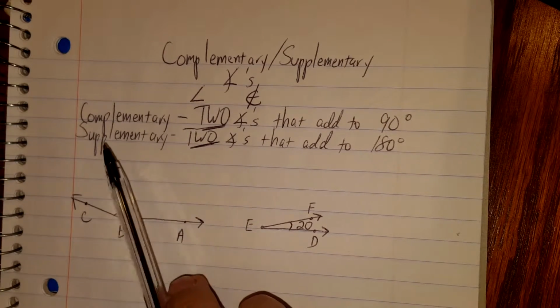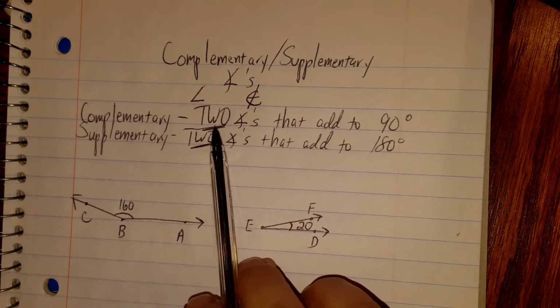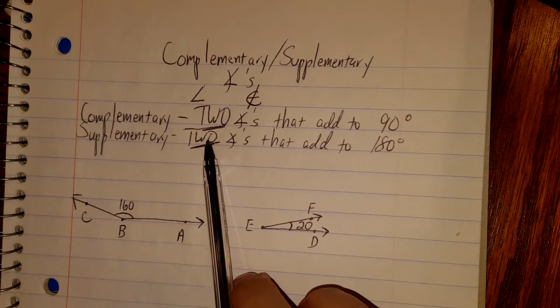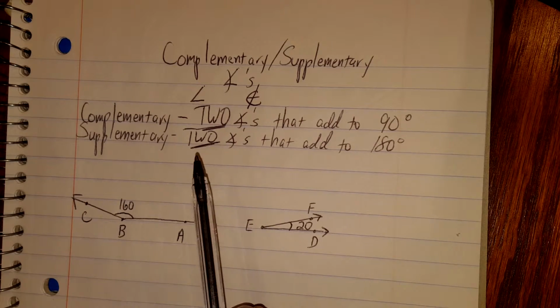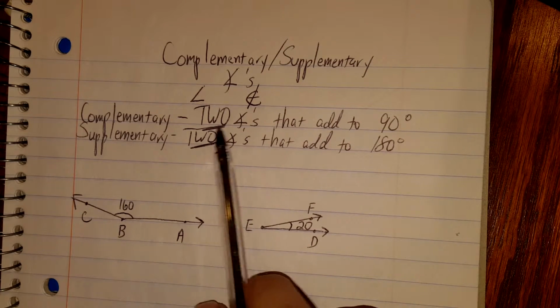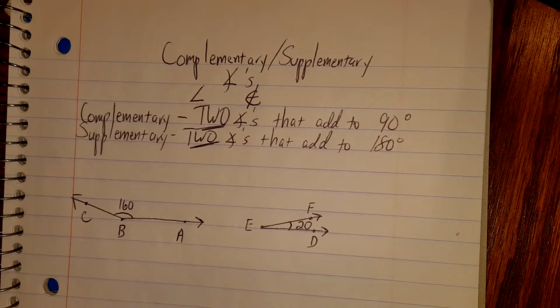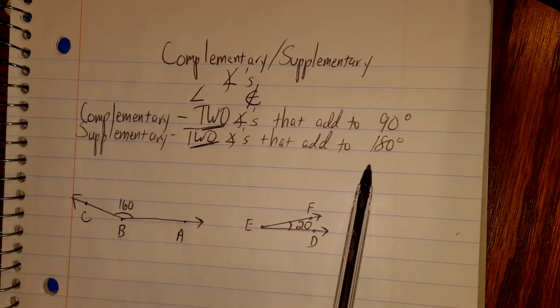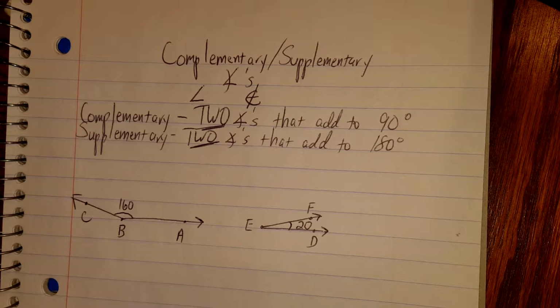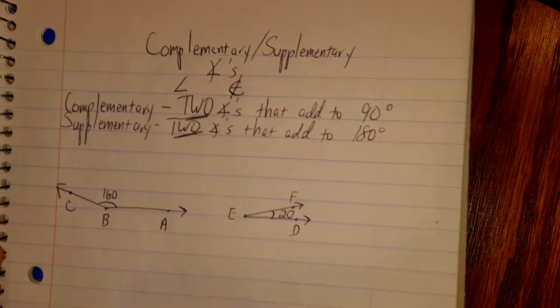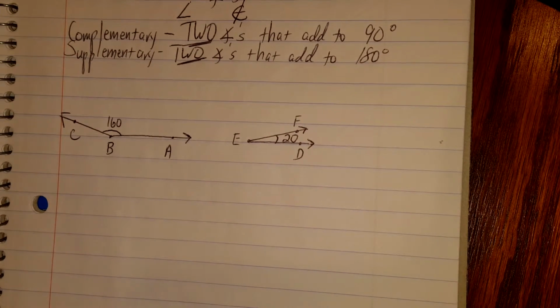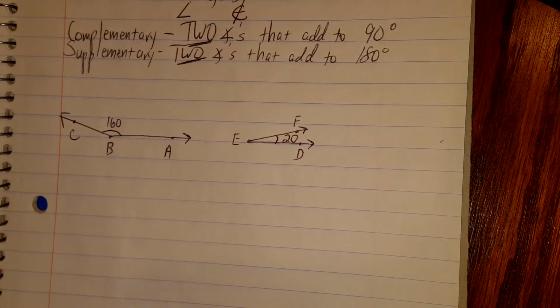Okay, so as you can see, complementary is just two, and I've capitalized and underlined this because it's important. It's not talking about 3 or 4 or 10 angles. It's talking about just two angles that add up to exactly 90 degrees. And supplementary is very similar, except that they are two angles adding up to 180. So with that in mind, we can establish whether or not angles are complementary or supplementary or neither.